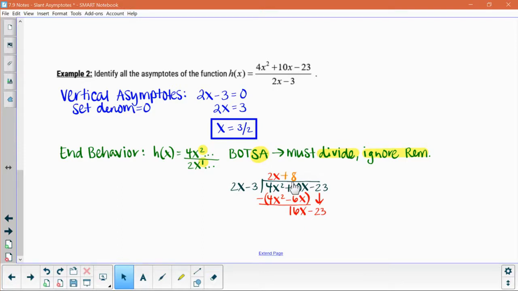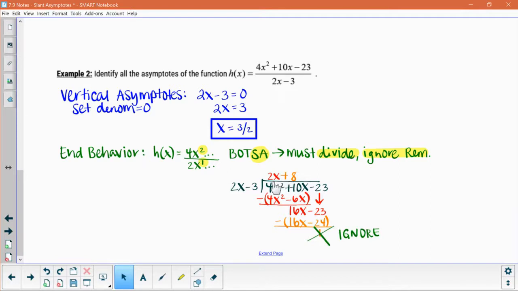Going to go through the same process, multiply 8 times both terms. That's going to give me 16x minus 24. I subtract, and I get a 1 left over. What can I multiply 2x by to make 1? Well, nothing. Because of that, this would normally, in regular division, be considered my remainder. It is my remainder, but for the sake of finding slant asymptotes, we are going to ignore this.